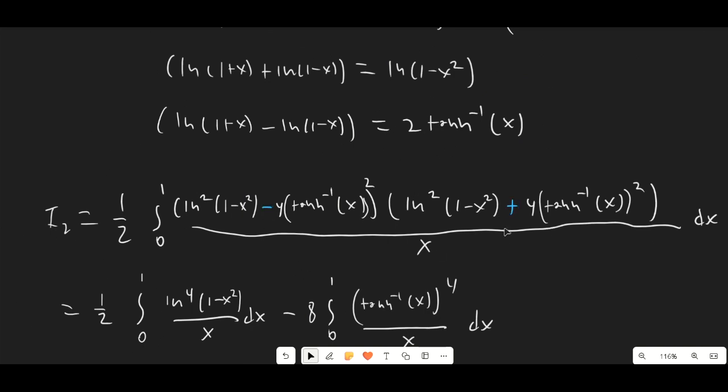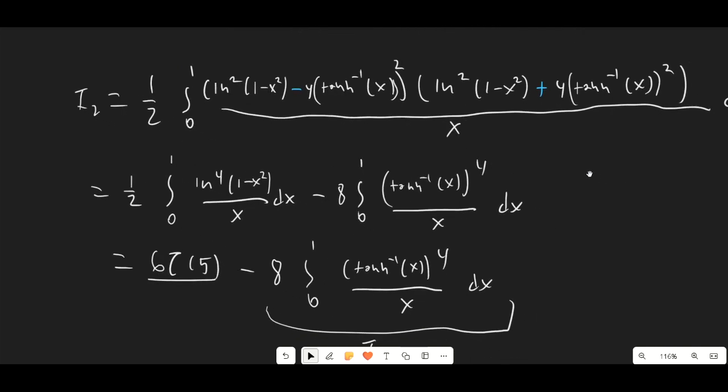So we have a minus sign and a plus sign and two things that are squared, and the same two terms on either side, so we can go ahead and use difference of squares. And we end up with 1/2 integral from 0 to 1 of ln to the 4th of (1 minus x squared) all over x dx. Reminder that this is I2 that we're calculating right now. I believe we already calculated this, but anyway, you just use the same steps and the same formula that we used before, and you get 6 zeta of 5.